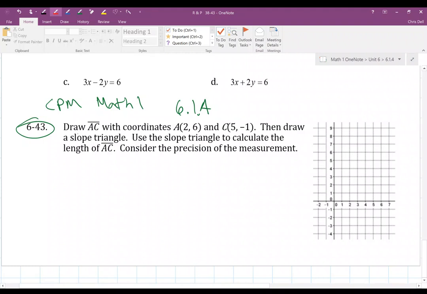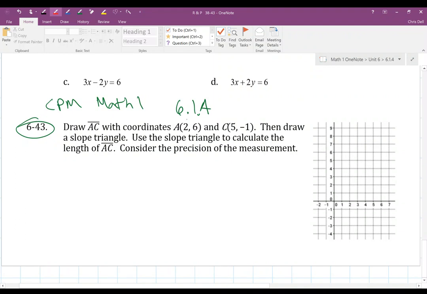The problem says draw the segment AC, with the coordinates A being at (2, 6) and C being at (5, -1). Then draw a slope triangle. So there's our hint: draw the slope triangle. Use the slope triangle to calculate the length of AC and consider precision of our measurement. So let's start with the points.